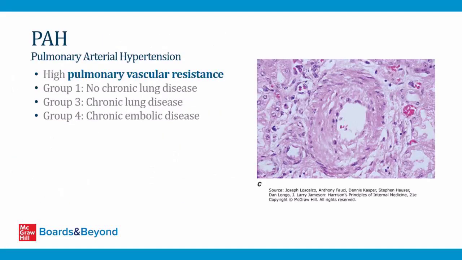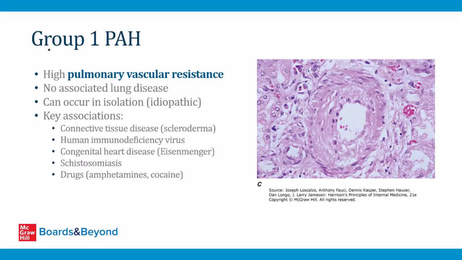So just to emphasize this point, pulmonary arterial hypertension refers to pulmonary hypertension due to high pulmonary vascular resistance. It's called pulmonary arterial hypertension because you have high pressure in the pulmonary arteries but not the pulmonary veins. And the WHO breaks down patients with pulmonary arterial hypertension into three groups. The group 1 patients have no chronic lung disease, group 3 patients have chronic lung disease, and group 4 patients have chronic embolic disease. So now let's talk about those group 1 pulmonary arterial hypertension patients.